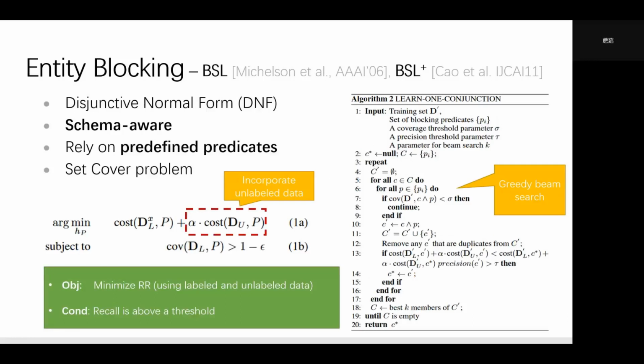BSL and BSL Plus also rely on DNF, and the authors also transform the learning problem to a set cover one. Different from Pros-DNF, their objective function is to minimize the reduction ratio by using labeled and unlabeled data. Their condition is that the recall should be above a predefined threshold.